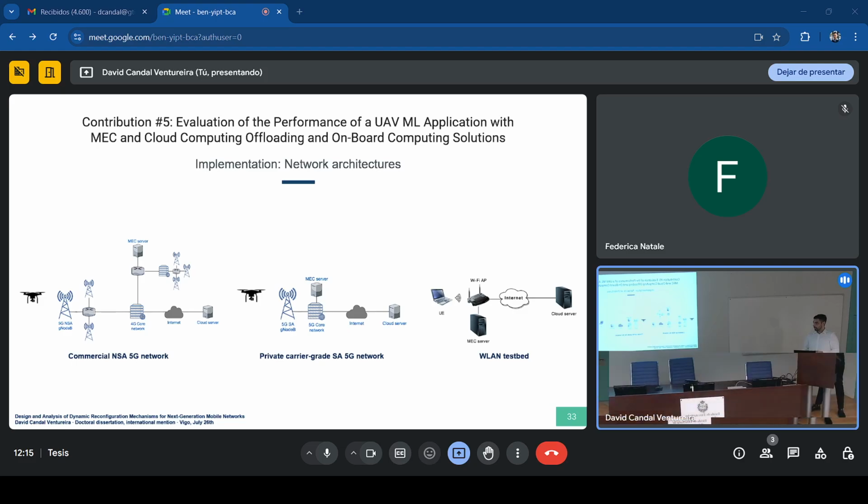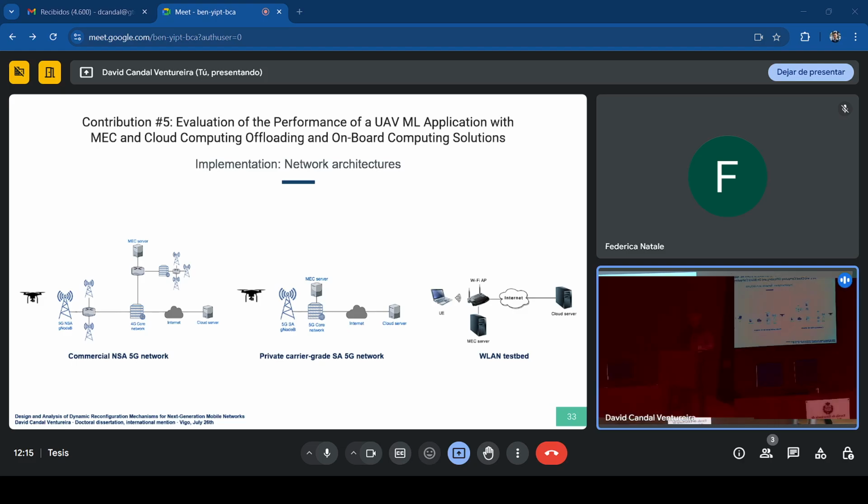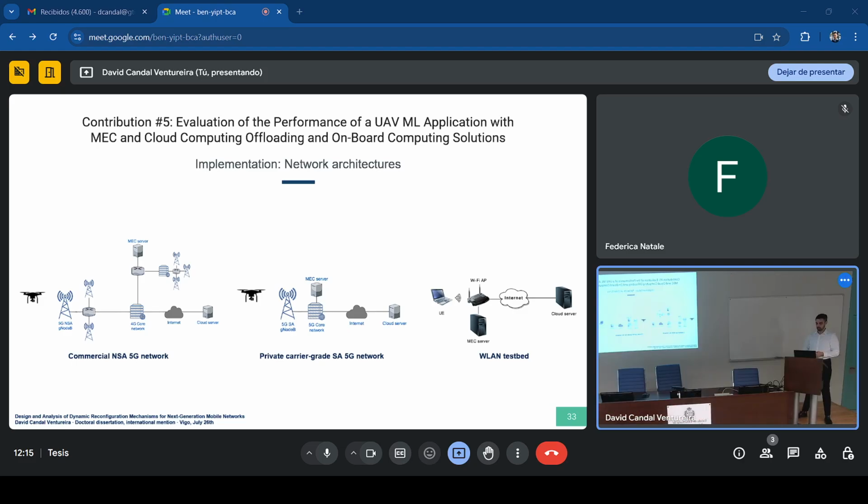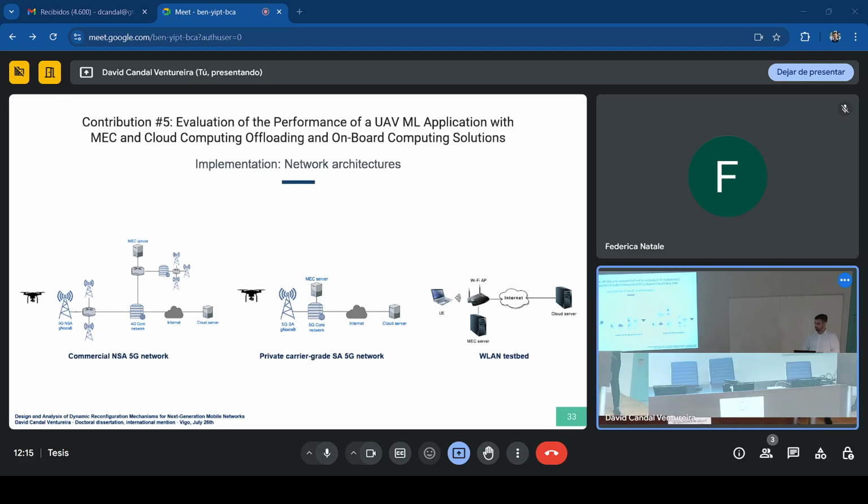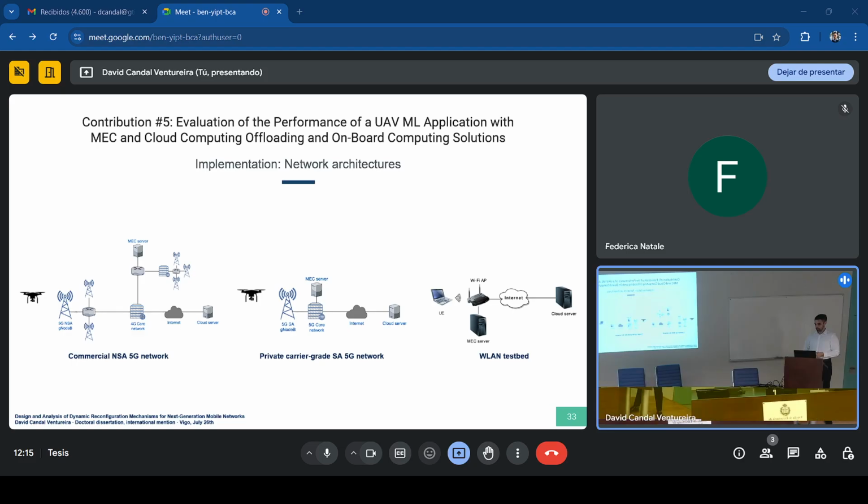As for the commercial network, Orange gave us access to the edge platform, which was managed by an external provider. And this meant that the edge platform was not collocated with the core network of Orange, but theoretically there is a good link between these two entities.